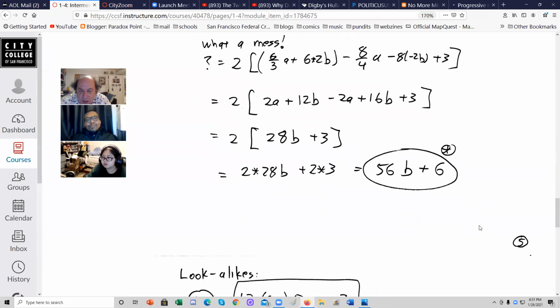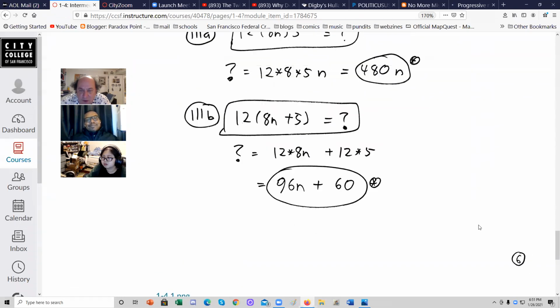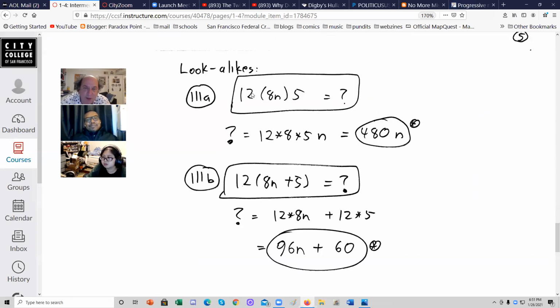56b plus 6. Now the book often does what it calls look-alike problems, where we have the same numbers but with some slightly different operators. 12 times 8n times 5 versus 12 times the quantity 8n plus 5. What are each of these? Here we just use commutativity and shuffle around the numbers. 12 times 8 times 5 times n. 12 times 8 times 5 is 480, so this whole thing becomes 480n.